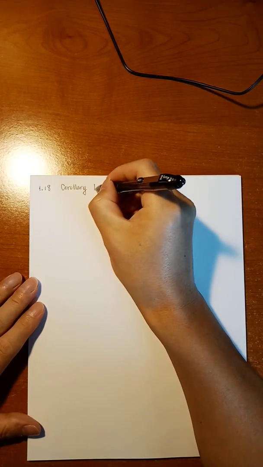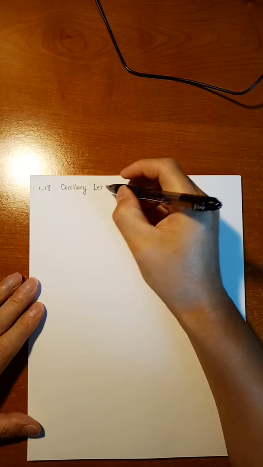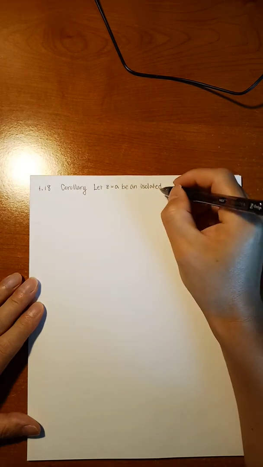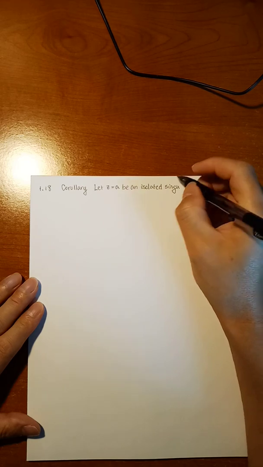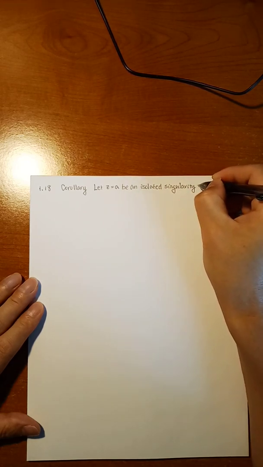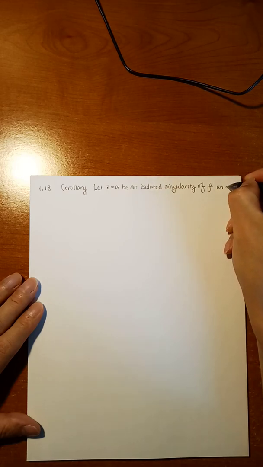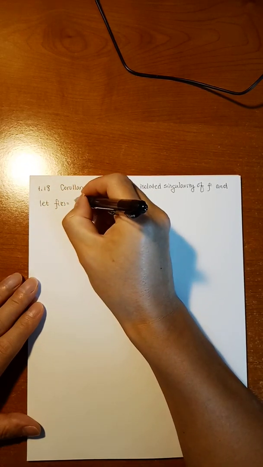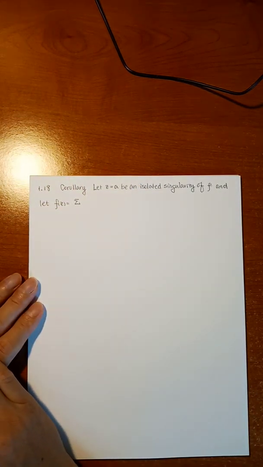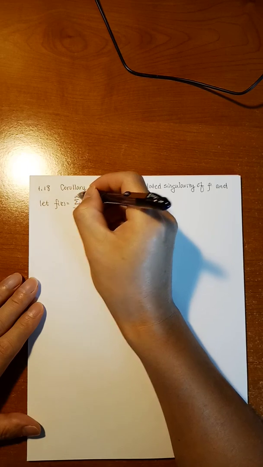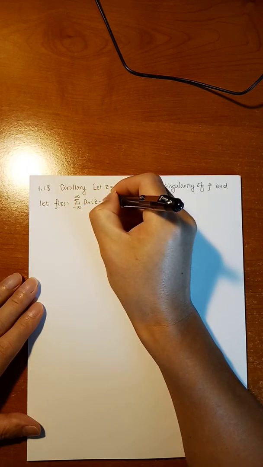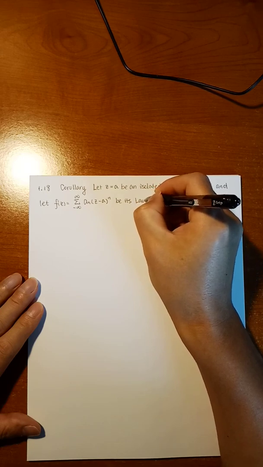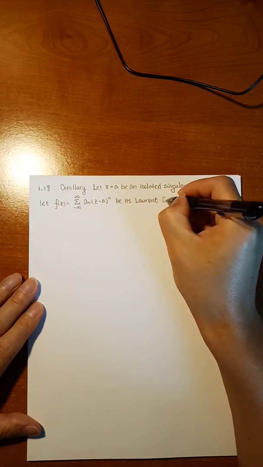So let z equal to a be an isolated singularity of f, and let f of z be the doubly infinite series from negative infinity to positive infinity, a sub n times (z minus a) to the nth power, be its Laurent expansion.